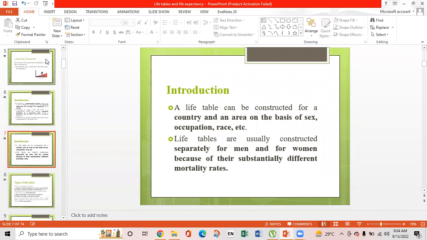A life table can be constructed for a country or an area on the basis of sex, occupation, race, etc. Life tables are usually constructed separately for men and for women because of their substantially different mortality rates.